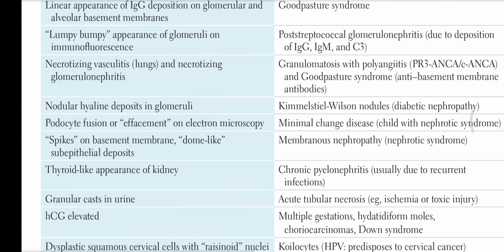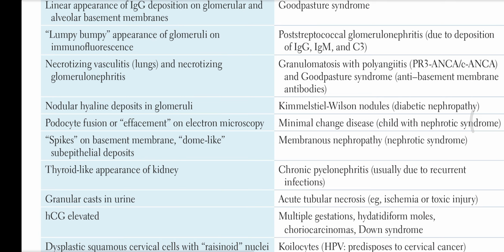PSGN. Post streptococcal glomerulonephritis is due to deposition of IgG, IgM, and C3. Lumpy bumpy appearance of glomeruli on immunofluorescence is seen in post-streptococcal glomerulonephritis.